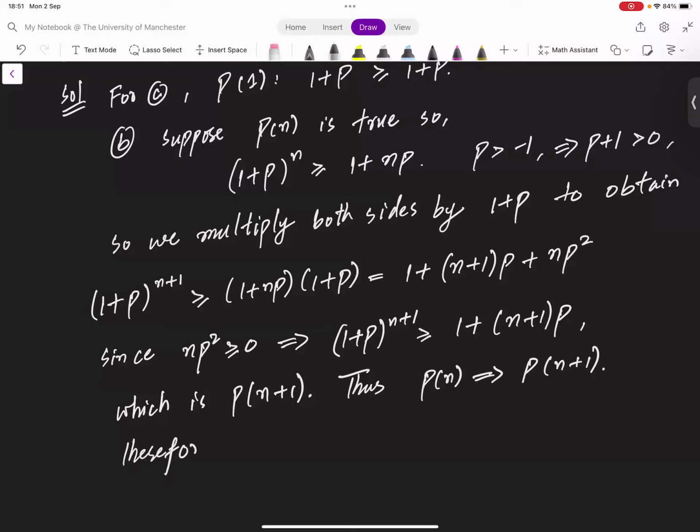Therefore, so we don't write again and again about the principle of mathematical induction, we just say by induction. Therefore, by induction, P of n is true for all positive integers.